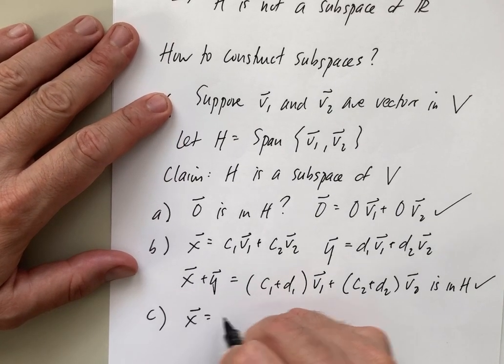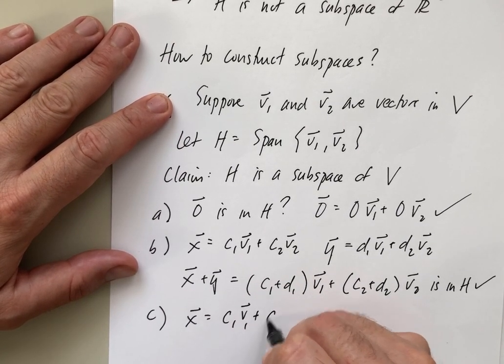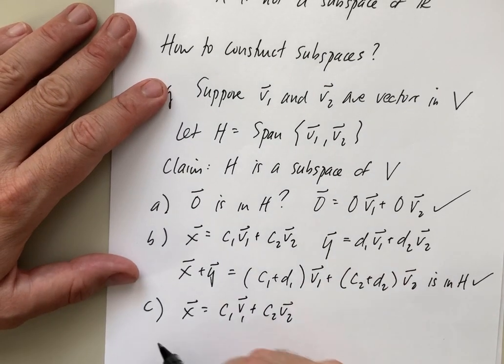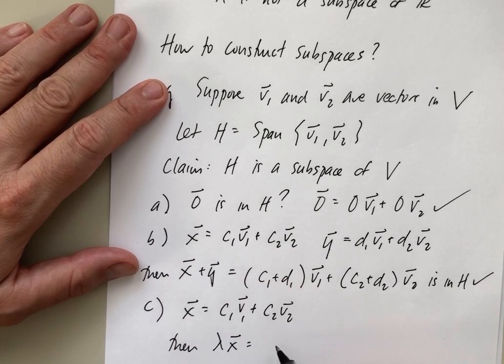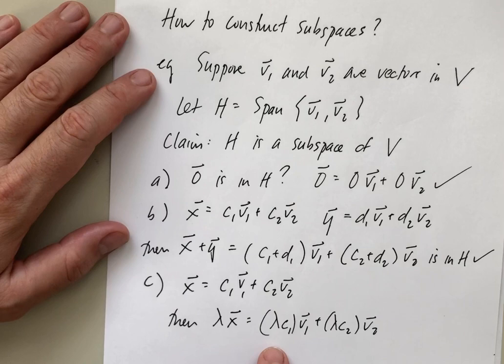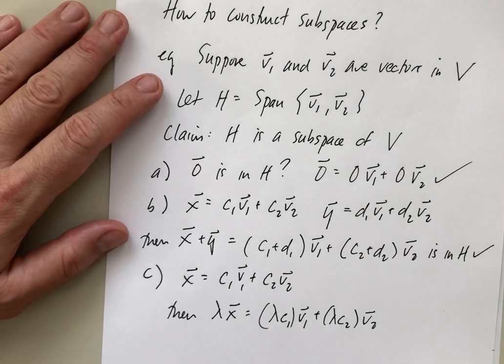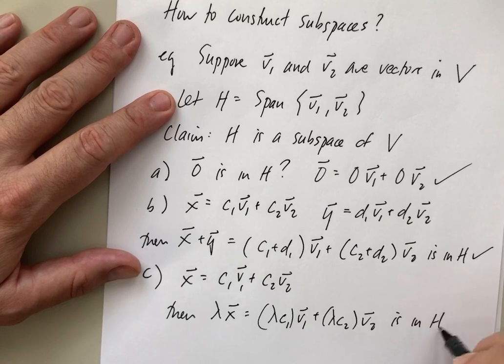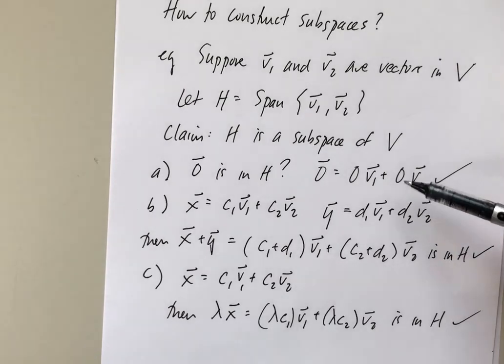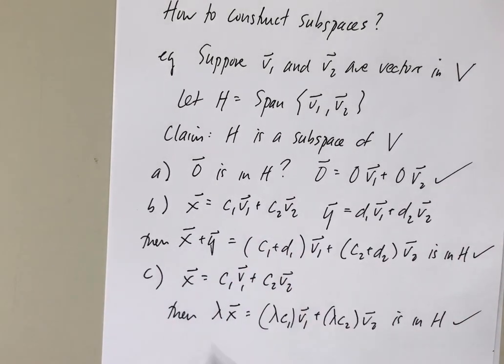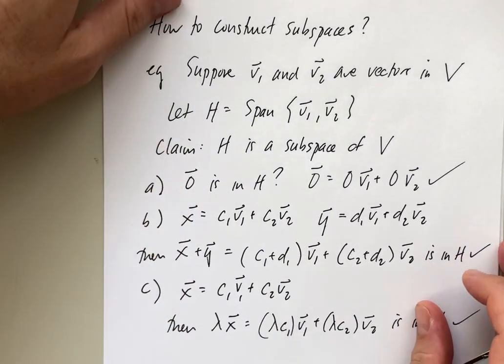And finally, if X is a vector in H, meaning it's a linear combination of V1 and V2, then what is, let's say, lambda times X? Well, I'll distribute this in my head here, but it's going to be lambda c1 v1 plus lambda c2 v2, right? So again, what I see here is a linear combination of these two vectors, hence it's in the span of V1 and V2, it's again in H. So we've now just checked the three conditions, and this tells me that H indeed is a subspace of V. And that's a very important property. We're going to see this a lot.